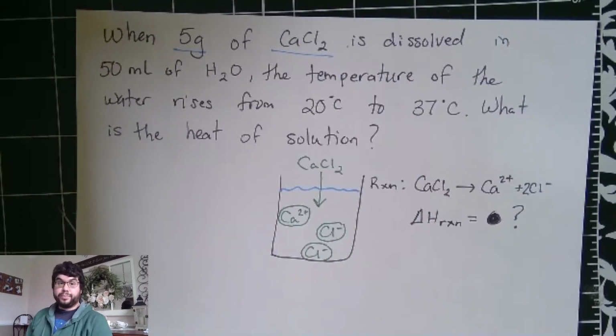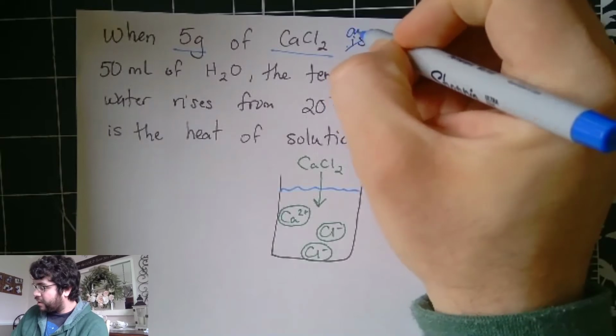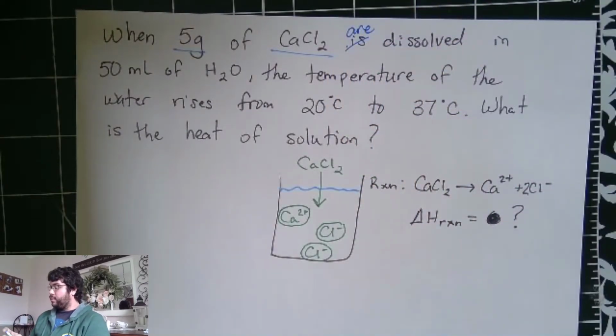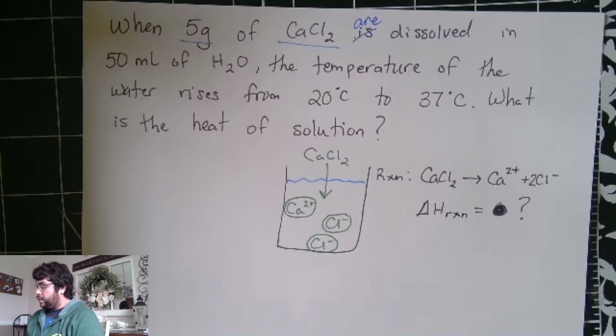of the reaction. So when 5 grams of calcium chloride is dissolved in 50 milliliters of water, the temperature of the water rises from 20 degrees Celsius to 37 degrees Celsius. What is the heat of the solution? I'm going to go ahead and just do this one rather than kind of having it built up.